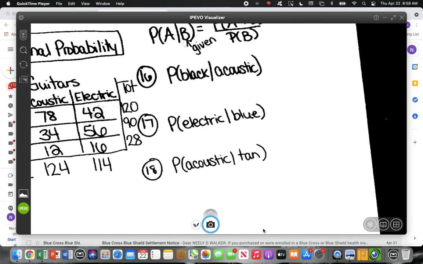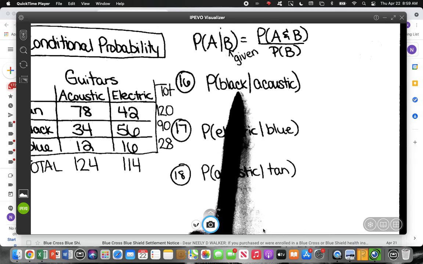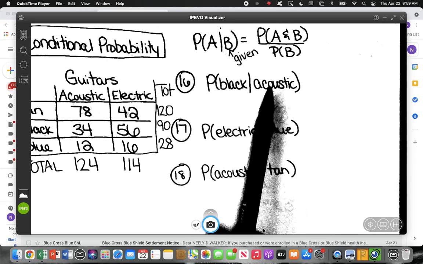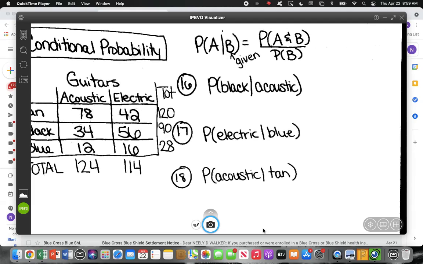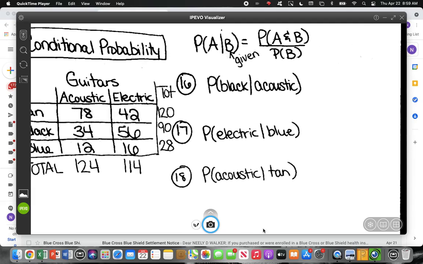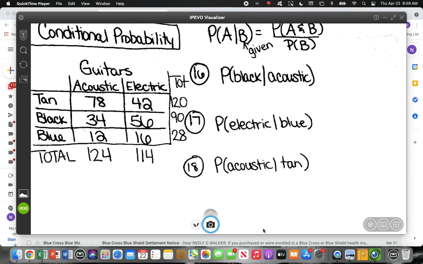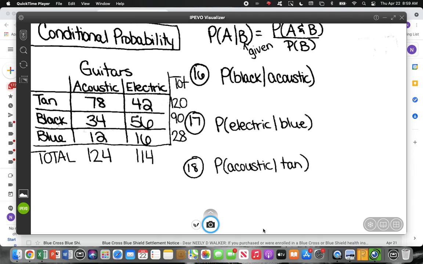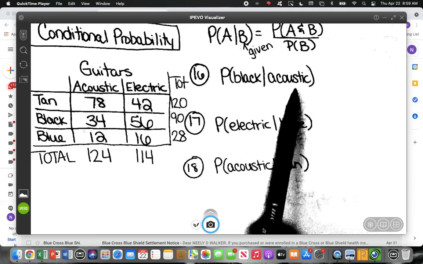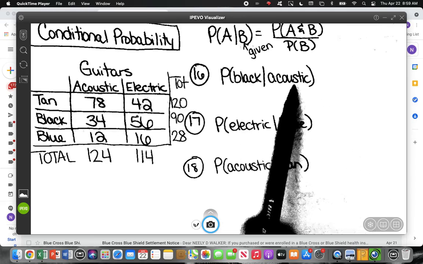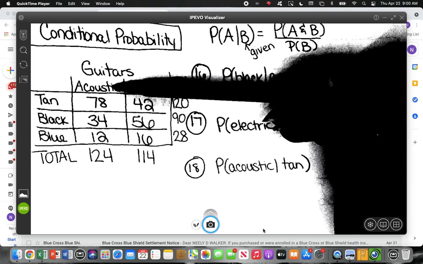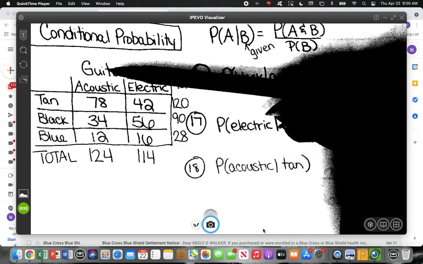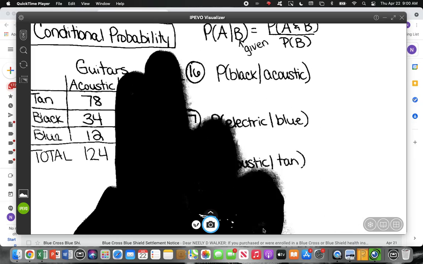So on this one it says, what's the probability that it's a black guitar given that it's acoustic? Which one do we know? The second one is always the given one. So what do we know about this guitar? Is it black or is it acoustic? All right, the second one is the one you know. So we know it's acoustic, so we are only looking at the acoustic numbers. So ignore the electric numbers for a second.